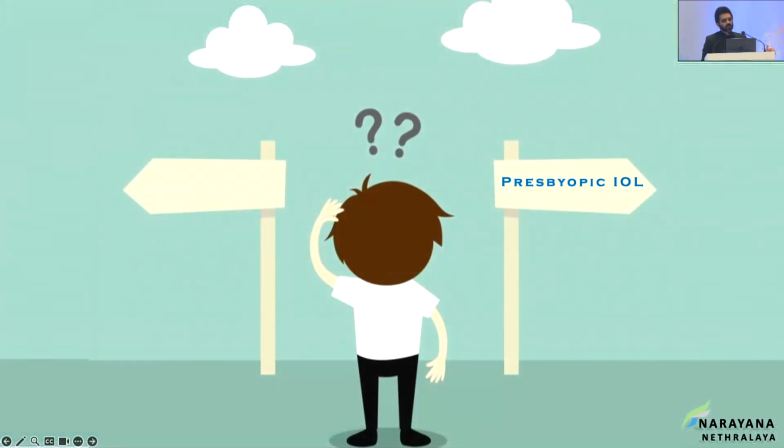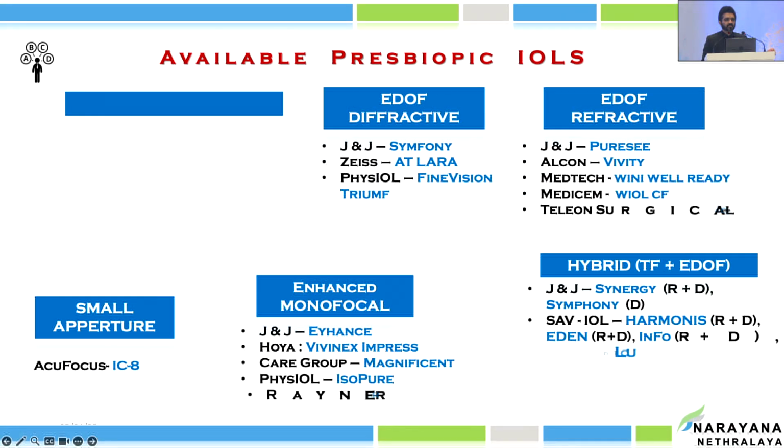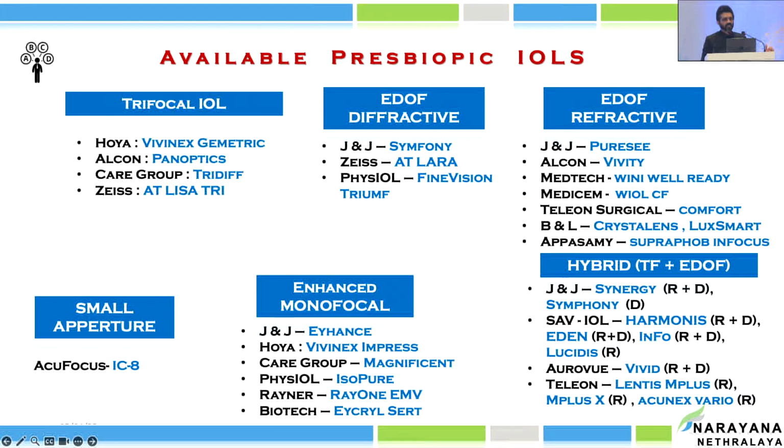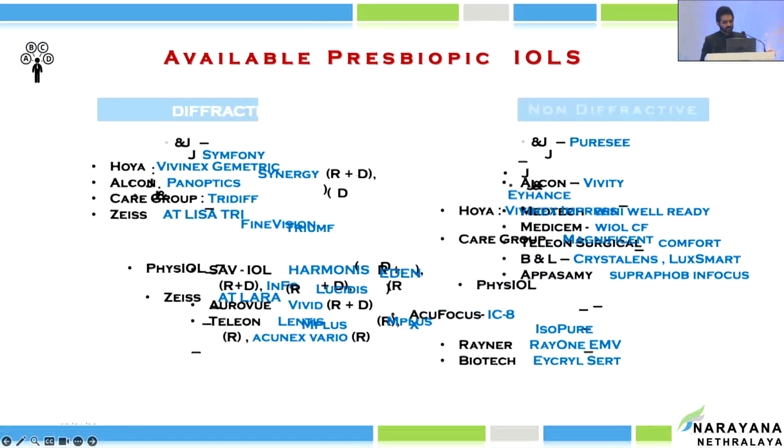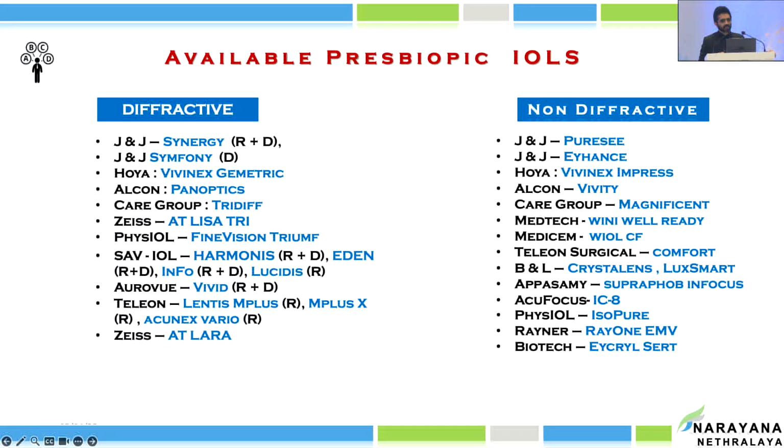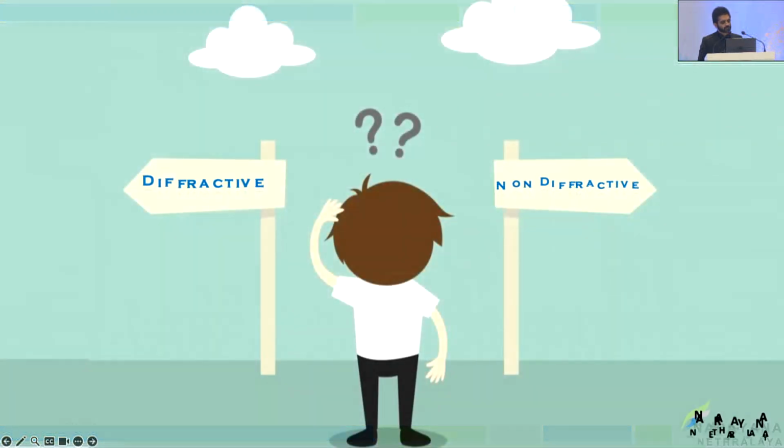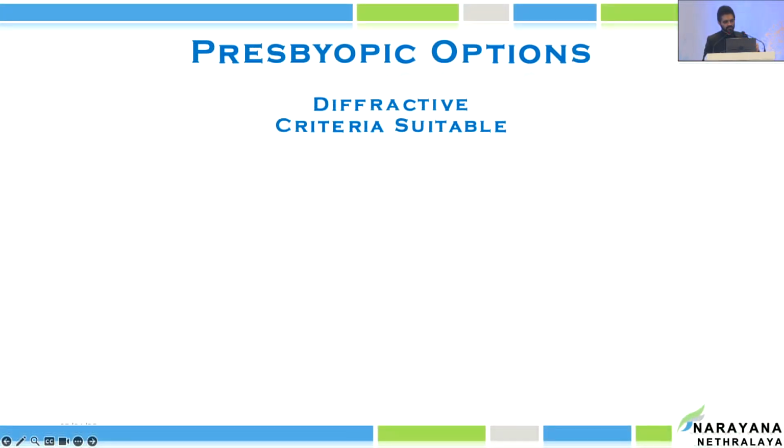When we talk about presbyopic IOLs, we have so many lenses in the market. It becomes really challenging. Forget about patients, even we doctors find it practically impossible to understand and explain all this. So this is how I divide my lenses into diffractive and non-diffractive. It keeps it so much simpler, and it's easier to counsel the patient. Now, how do we choose which eye gets a diffractive and which eye gets a non-diffractive? This is how my decision tree is.